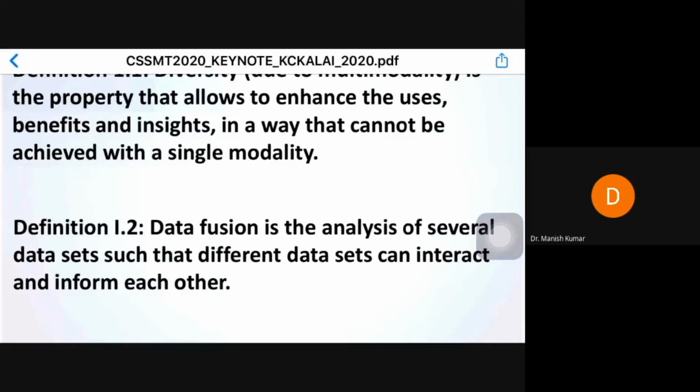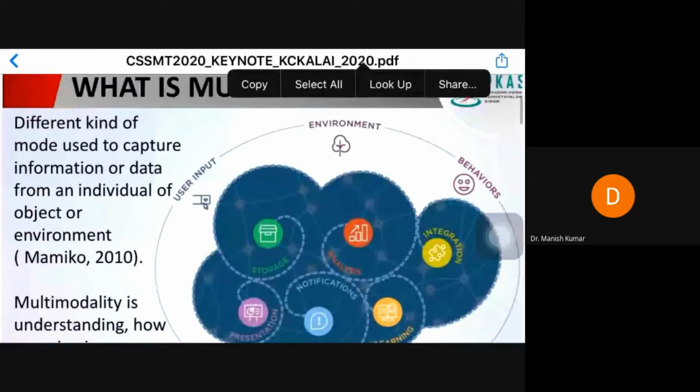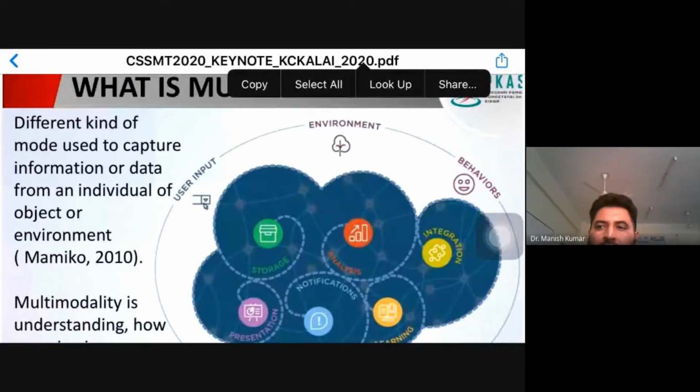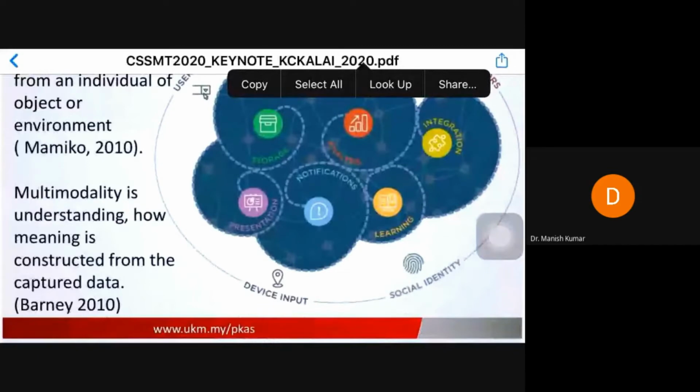So when we look at what is modality, we are looking at different kinds of modes used to capture information or data from an individual, object or environment. And we said multimodality is understanding how meaning is constructed from the captured data. So we are coming to the very important aspect now, meaning. What we mean by meaning is constructing the captured data into meaningful information for the doctor to relate it to the patient, for the patient to take it to himself and understand, and be able to go through the treatment or to monitor their progress. So this is the main aspect.